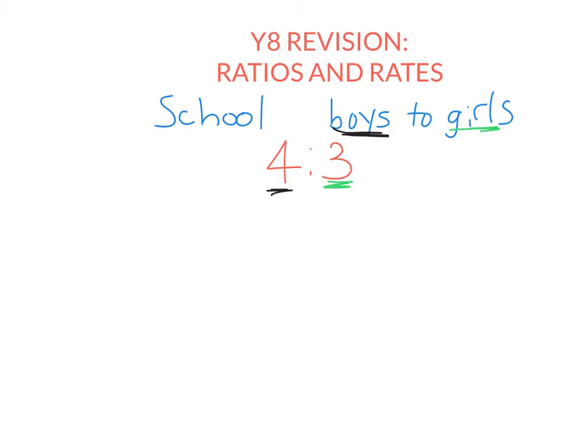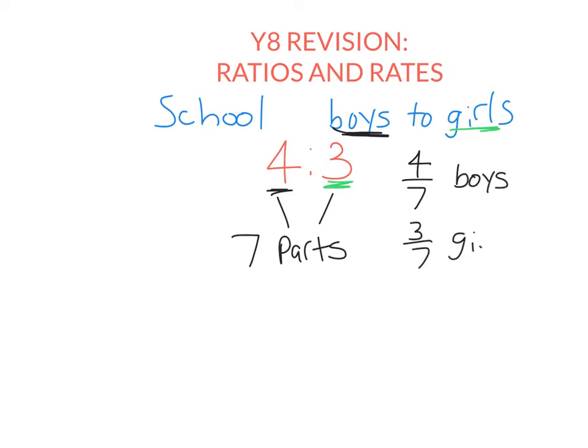You can think of each of these numbers in the ratio as a number of parts. So this school is like 4 parts boys and 3 parts girls. So in total, there are 7 parts. 4 of them are boys, so 4/7 of the school are boys, 3/7 are girls. Another way to conceptualize this is for every 3 girls there are at the school, there are 4 boys.